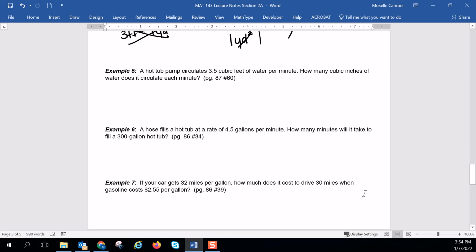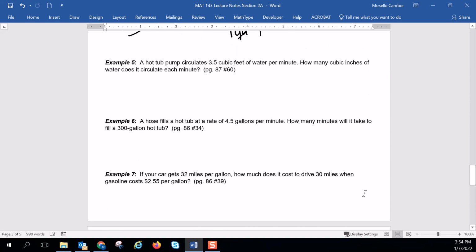Okay, let's try some more examples. Let's say a hot tub pump circulates 3.5 cubic feet of water per minute. How many cubic inches of water does it circulate each minute? So, what does it want? We're looking for that question word. So here it is, how. How many cubic inches of water does it circulate each minute? So it's how many cubic inches.